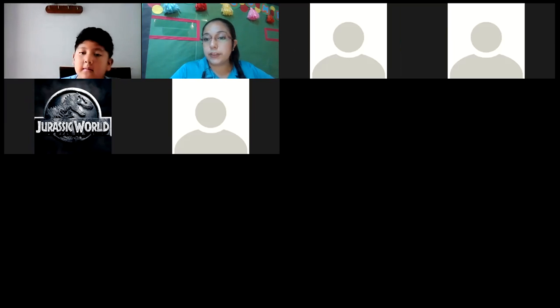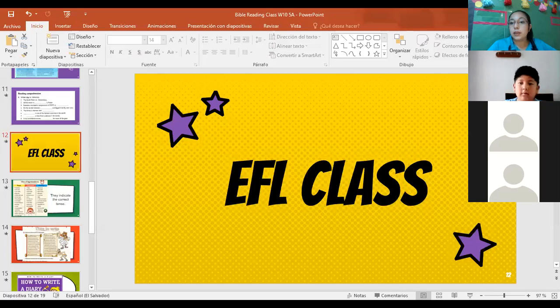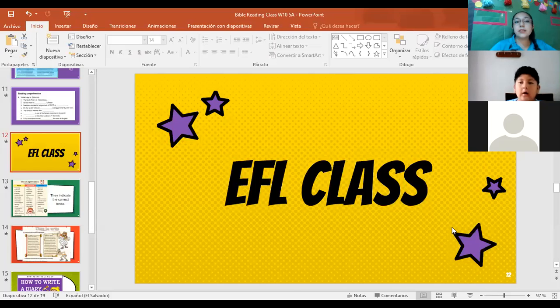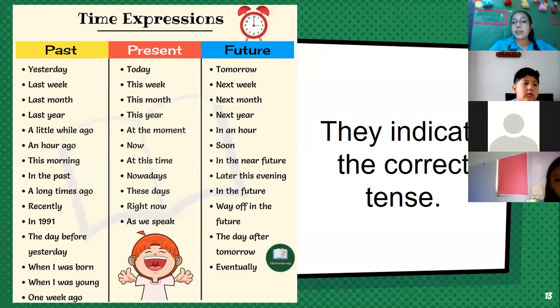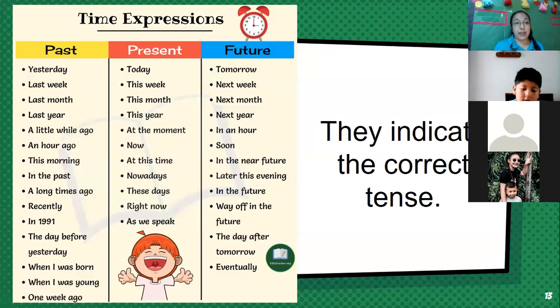Okay, this one is our EFL class. First, we study what time expressions are. Expression, you know, is a phrase that you say, yes? In this case, we discuss time expressions that indicate the correct tense. Why? Because we use these expressions, for example, in past tense, in present, and also in future. That means it depends on the verb.